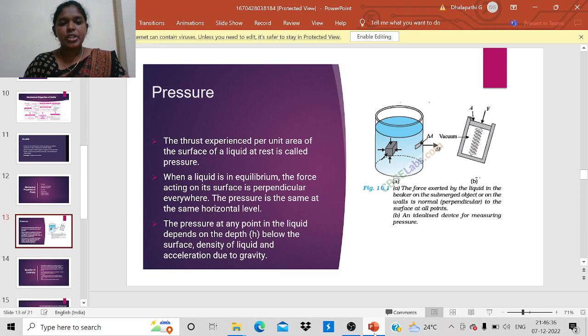of contact. Pressure. The thrust exerted per unit area of the surface of a liquid at rest is called pressure. When the liquid is in equilibrium, the force acting on a surface is perpendicular to it everywhere. The pressure is the same at the same horizontal level. The pressure at any point in the liquid depends upon the depth below the surface, the density of the liquid and the acceleration due to gravity.